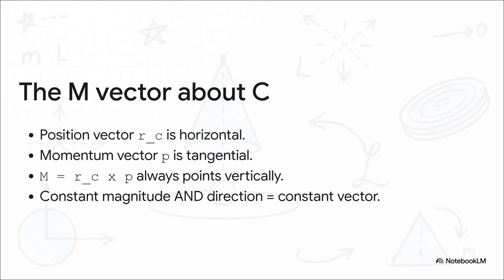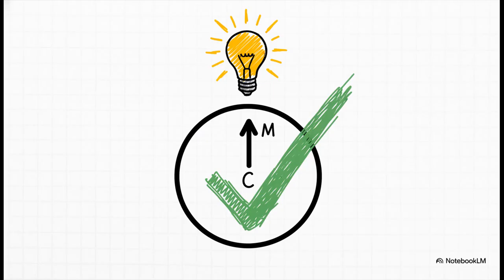So what do we have? A vector with a constant magnitude and a constant direction. And that, my friends, is a truly constant vector. And there it is, the answer to our first mystery. The angular momentum of the ball is constant relative to the center of the circle, C. One mystery down, one to go.